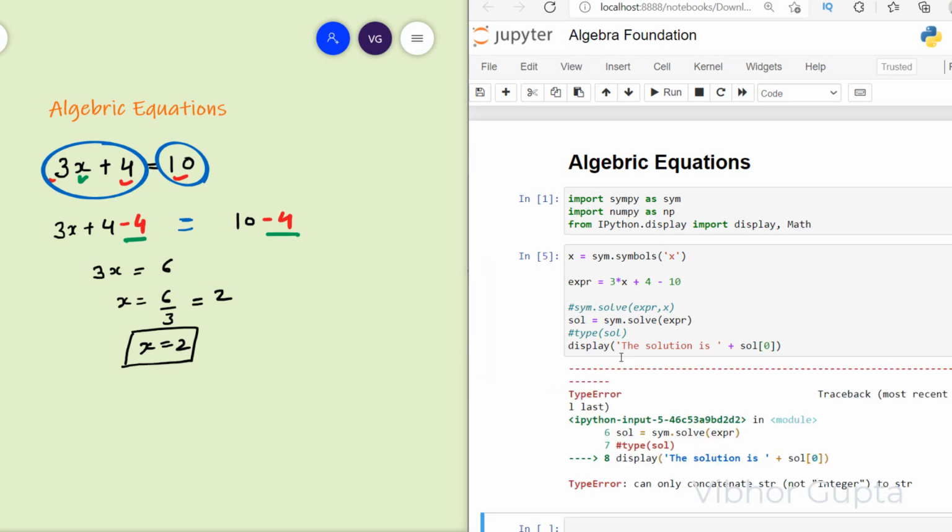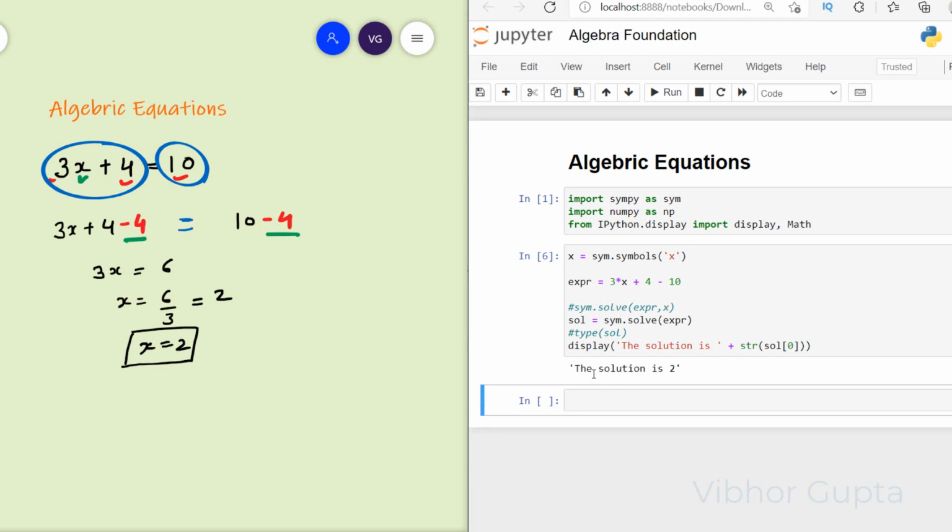Now if I run it, you see that we got an error because we cannot concatenate a string with an integer, right? So we need to convert this to a string, and now when I run it, we got the output that the solution is 2. So let's modify this text a little bit more. I'll say solution of this expression is this. Let's run it again and we got the output.